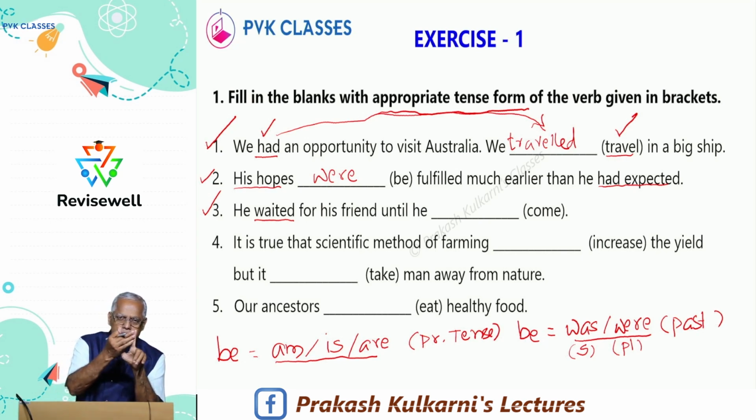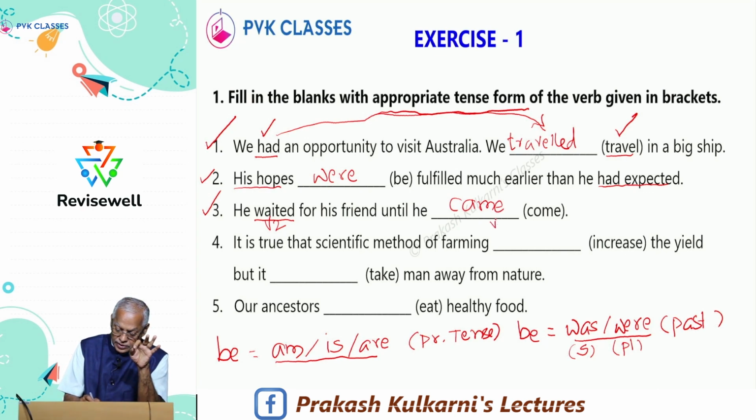Only the first 2. So this is simple present and the second one is simple past. So here waited, second form is there. Waited, second form. It is past tense. Therefore, the second form here: until he came. So this is also past tense.